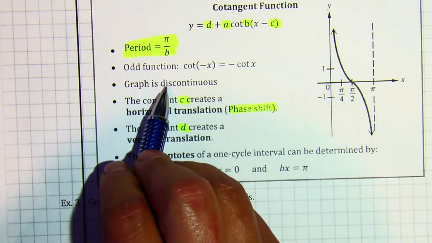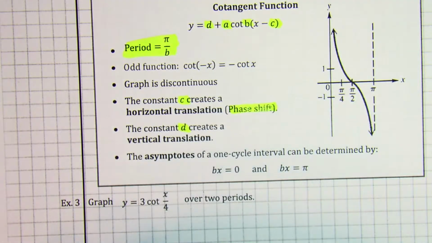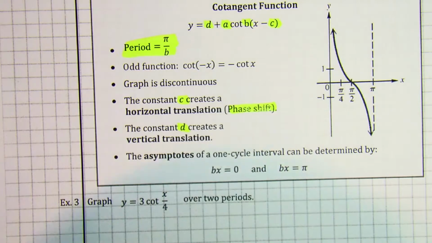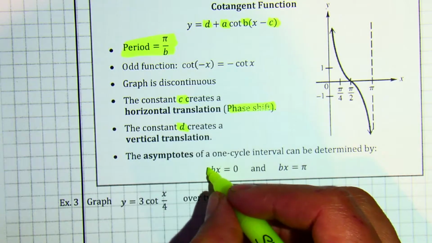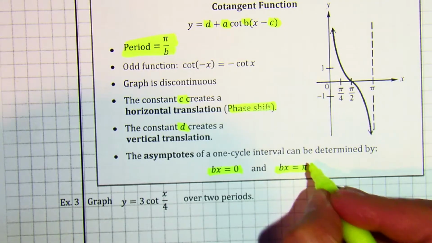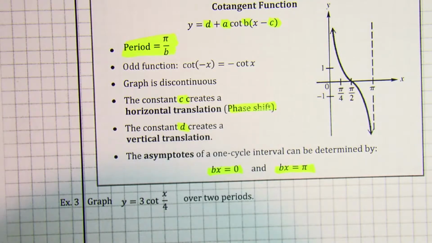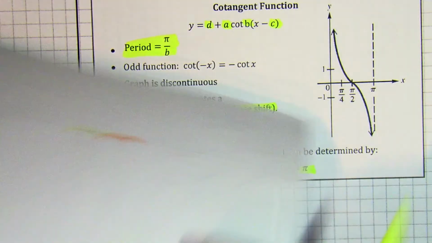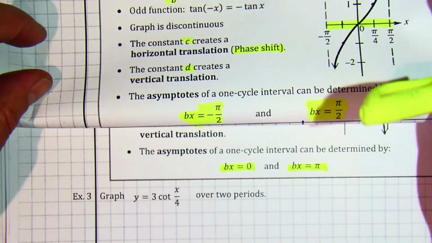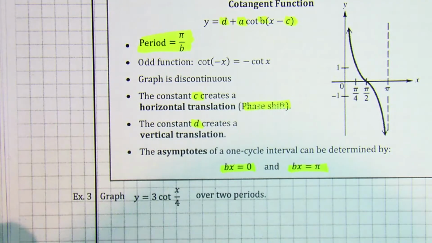And the graph is discontinuous due to the asymptotes. Your asymptotes are going to be slightly different. For your asymptotes, the equations are bx equals 0 and bx equals pi. Whereas on your tangent, your asymptotes were at negative pi over 2 and positive pi over 2. Now your asymptotes are at 0 and pi. So let's go and graph the first equation.